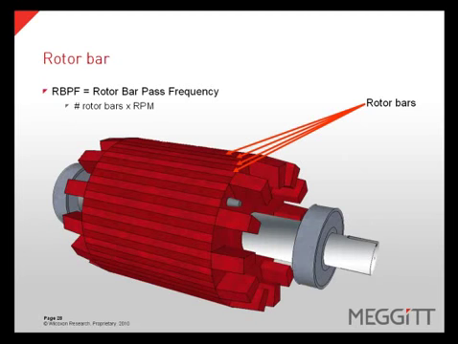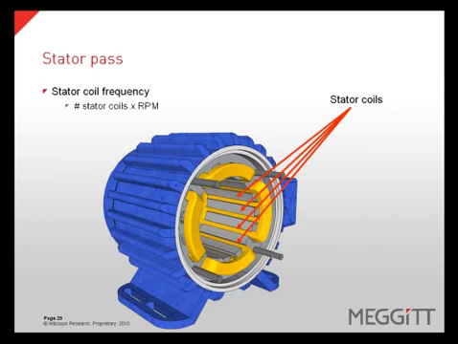Rotor bar pass frequencies can be calculated by taking the number of rotor bars on the rotor and multiplying it by the rotational speed of the rotor. The stator pass frequency can be calculated if you know the number of stator coils in the motor. This is not common information and can be difficult to obtain. To calculate stator pass frequency, we multiply the number of stator coils by rotational speed.